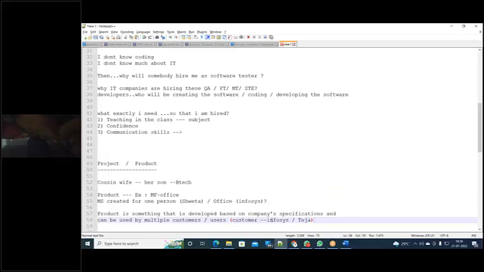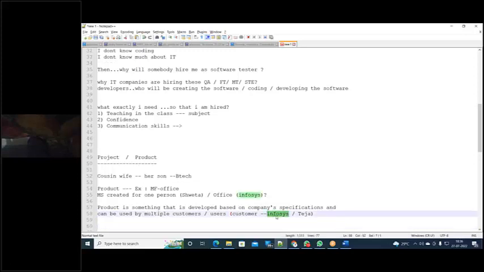For Microsoft, these are all customers only. But some customers will purchase like 100 seats or 200 licenses or 500 licenses. Some of them will purchase only one license.